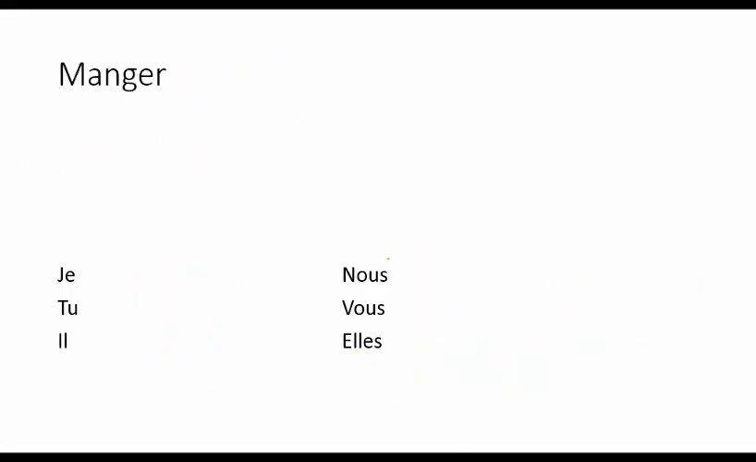Alright. Now, it has a similar exception to commencer, where it's all about the vowel sound. So for the present tense, we need to make sure that this G still keeps its same soft sound. So we're just going to keep the E with nous. So nous mangeons.